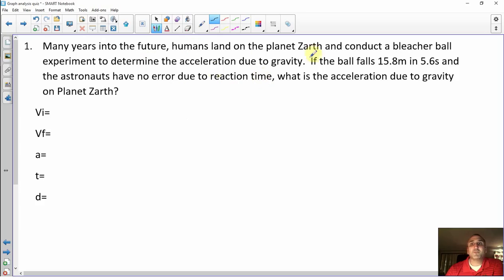All right, I'm assuming that you've all filled it out, and let's try and figure this out. So you can match with me. Ball falls 15.8 meters, so that looks to me like a displacement, and it's going down, so negative 15.8 meters in 5.6 seconds. So my time looks like 5.6 seconds, and we don't have to worry about reaction time. So we're not going to subtract a quarter of a second for the fact that they were slow on starting the stopwatch. We're looking for the acceleration, and I hope you remember bleacher ball.